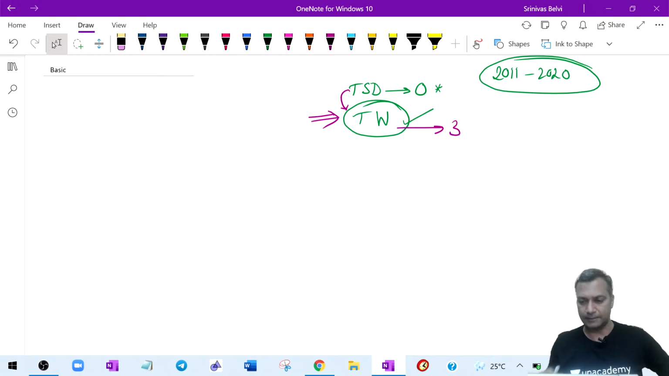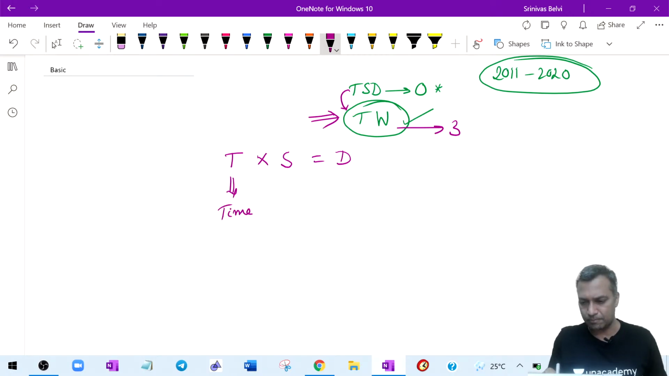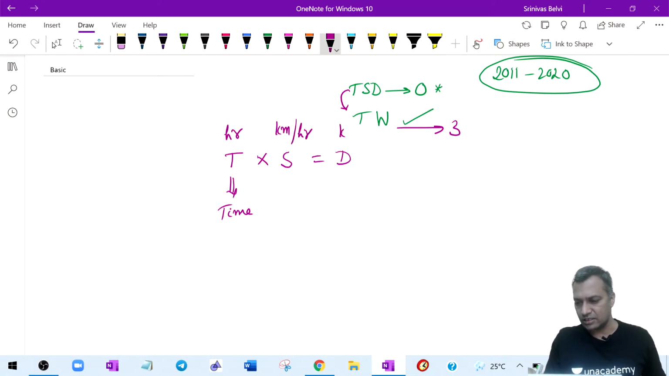What is our understanding? In time, speed, distance, we have this relationship: time into speed is equal to distance. Time remains time here, friends. Say, for example, this is in terms of hours. Speed is kilometer per hour. Let's assume distance is in terms of kilometer.